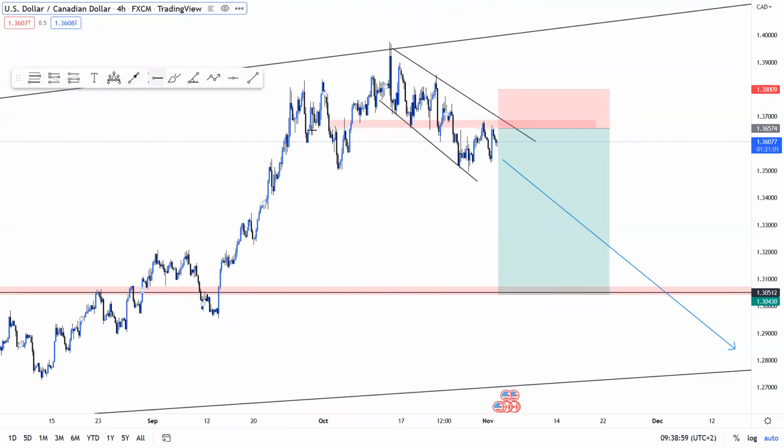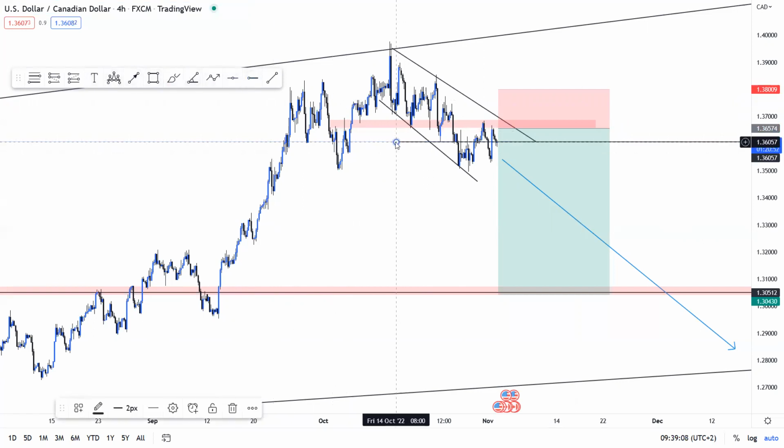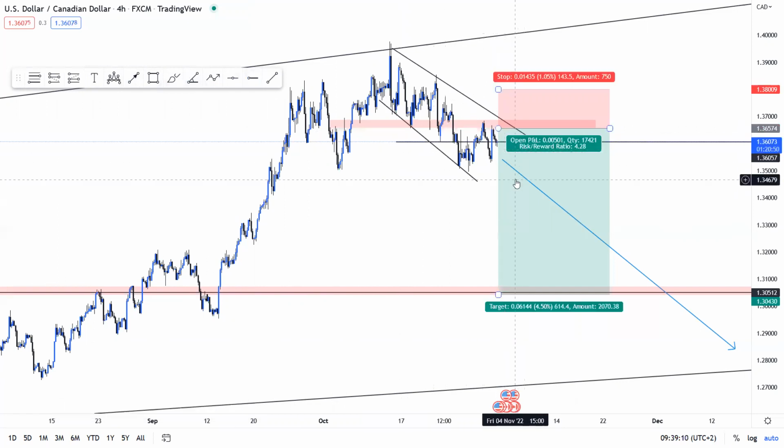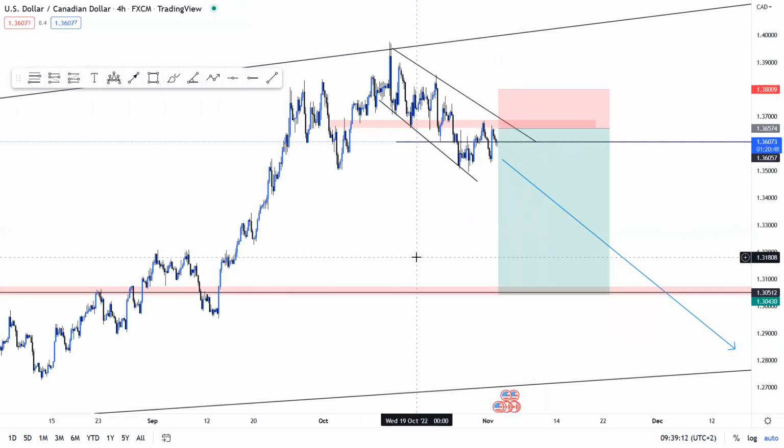So you can put your ray here and say, if it closes below this ray, you're going to enter your sells. If it closes below this ray, then you're going to be coming to the bottom side.